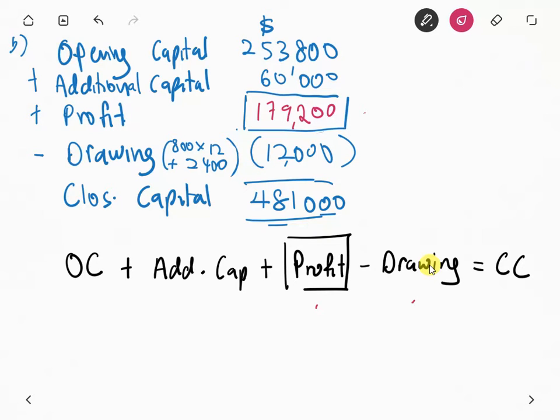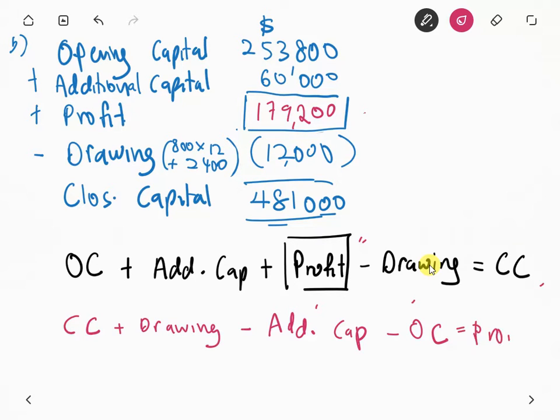So if I want to find my profit, which is here, can I transfer drawing to this side? Yes, meaning I will have closing capital. Drawing transferred to this side means plus drawing. Then capital plus or minus? Additional capital less opening capital to get my profit. So closing plus drawing minus.